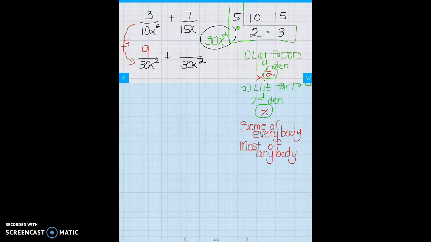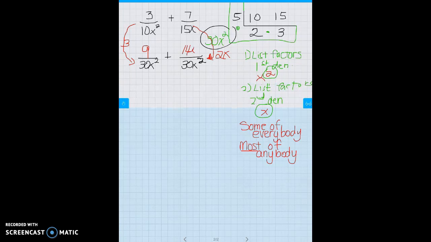So I do the same thing on the other side. I'd have to multiply times something to get down to this 30x squared. Well, I know 15 times 2 is 30. And I started with an x, but I ended with an x squared. So I'll need a 2x to end up with that x squared. So I multiply my numerator times 2x, and that will give me a new numerator, and my new numerator would be 14x.